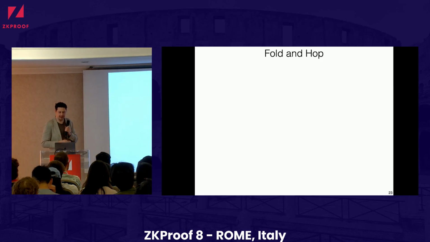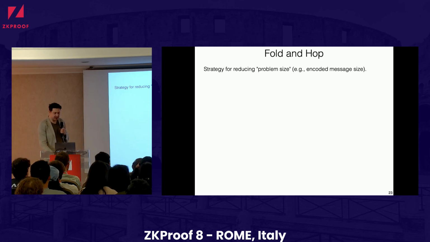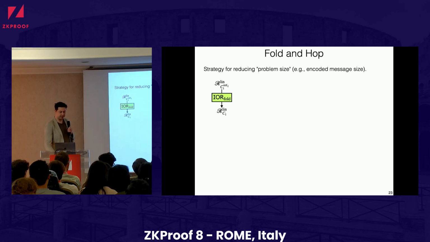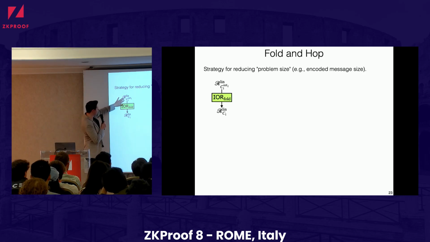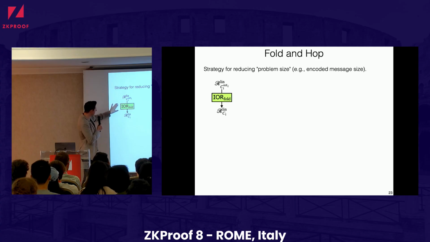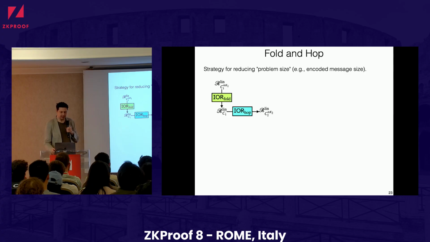All right, so I'm going to outline the strategy, let's call it fold and hop. So here's a strategy we're going to take to reduce the problem size. We're going to start out with some interleaved code with linear constraints and rely on an IOR whose entire job is to reduce to the base code, okay, with the linear constraints. Now we're kind of stuck, right? In principle, we don't know where else to go. And the idea is to hop back to an interleaved code.